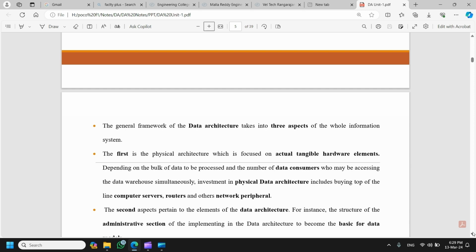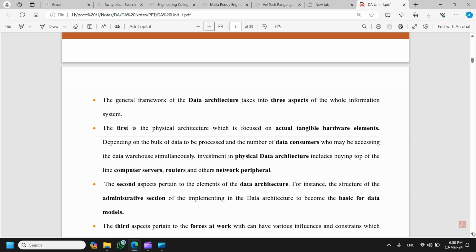The general framework of data architecture has three aspects. The first aspect covers the actual tangible hardware elements, the physical data architecture. This is important for bulk data processing, where data consumers may be accessing the data warehouse simultaneously. It requires computer servers, routers, and network peripherals.